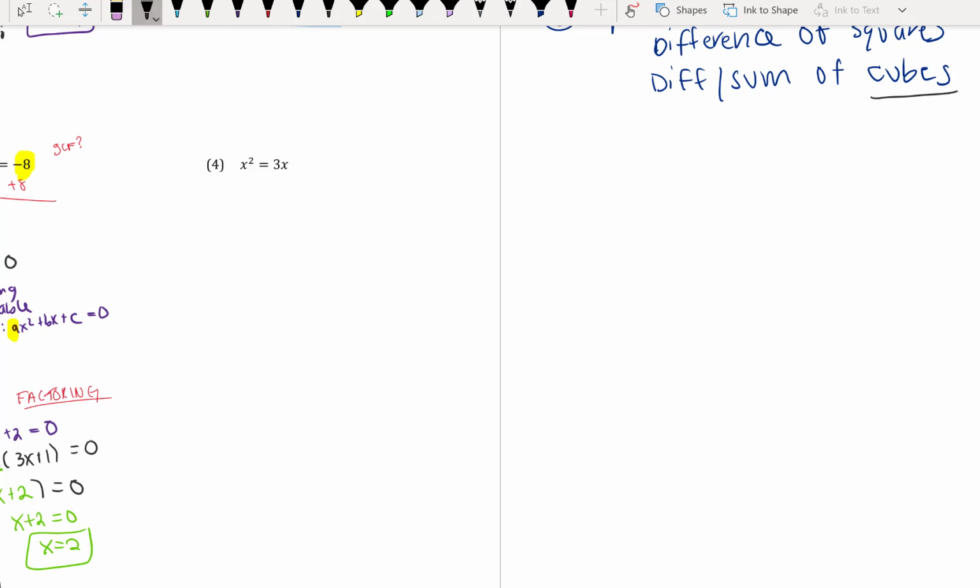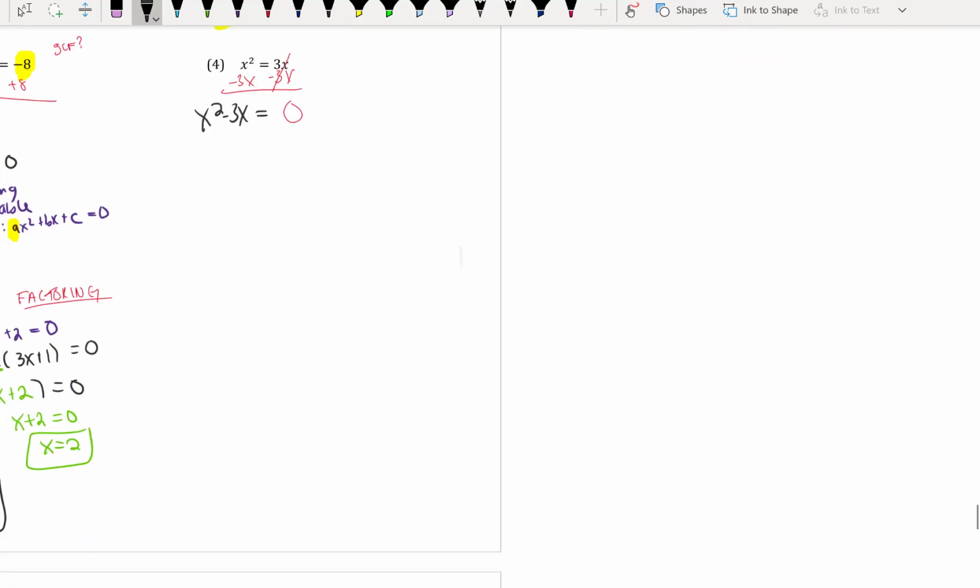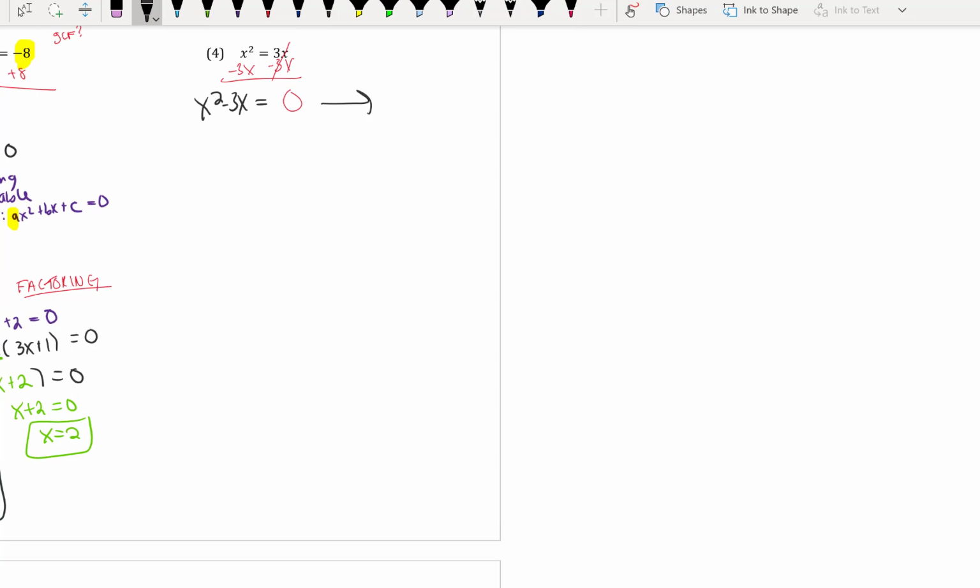Okay, so here we want to use our zero product principle. So remember, the first thing we need to realize is that we need a 0. So in order to do that, I am going to subtract 3x from both sides. That will give me that 0 that I need. So now I have an x squared minus a 3x. So I'm just going to write that a little bit nicer over here. X squared minus 3x equal to 0.